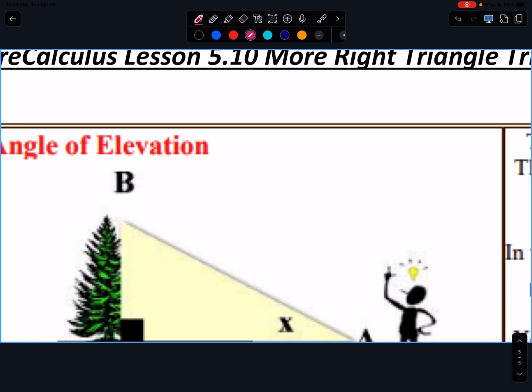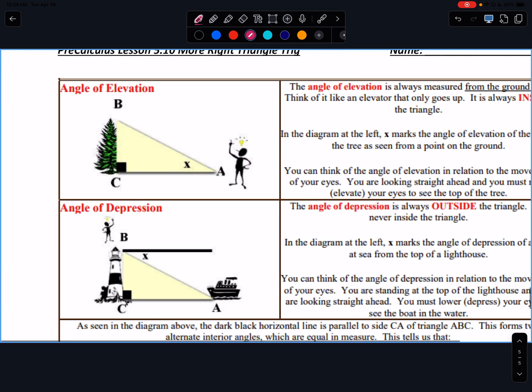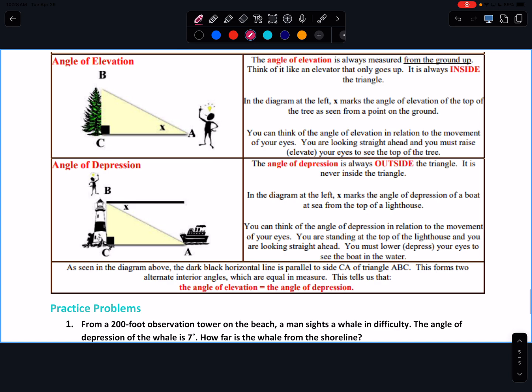All right. I like this because it helped review angles of elevation versus angles of depression. You'll notice right here, it says, as seen in the diagram above, the dark black horizontal line is parallel to the side CA of a triangle ABC. That's where that geometry piece came in. You would create parallel lines and then do alternate interior. Did everybody just hear me?